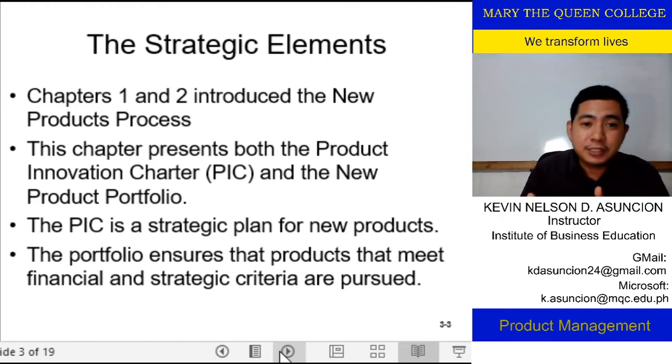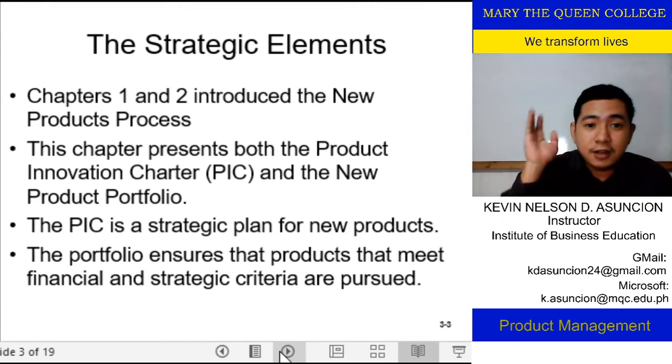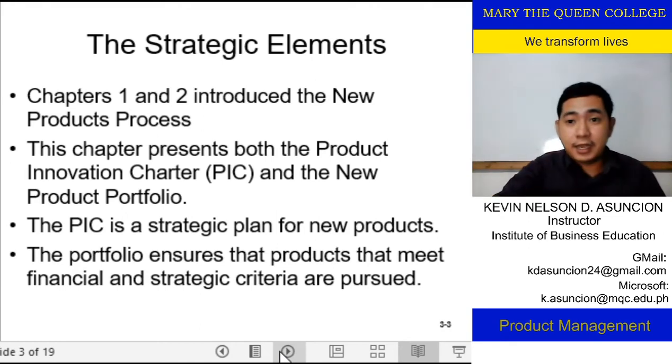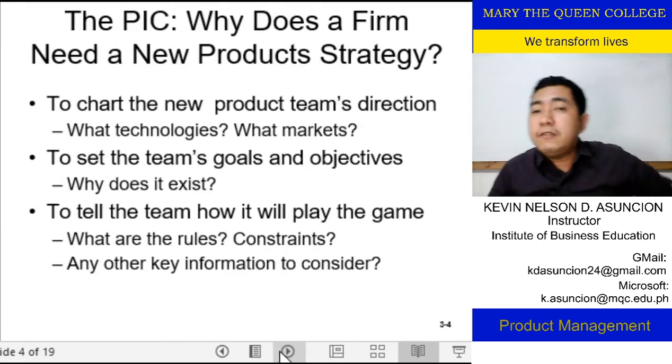This chapter presents both the product innovation charter, that's the PIC, and the new product portfolio. The PIC is a strategic plan for new products, that's product innovation, and the product portfolio ensures that products that meet financial and strategic criteria are pursued, as we've discussed in your last assessment. Okay, so the product innovation charter.